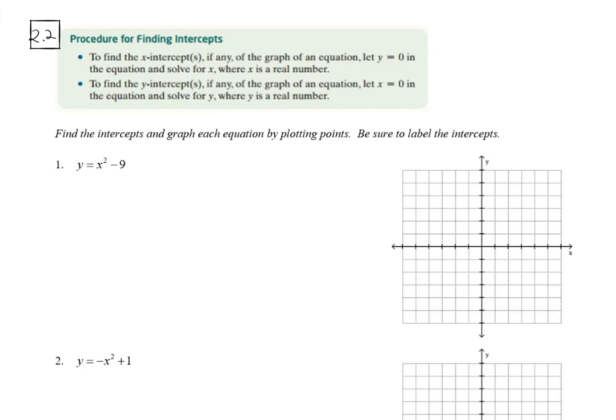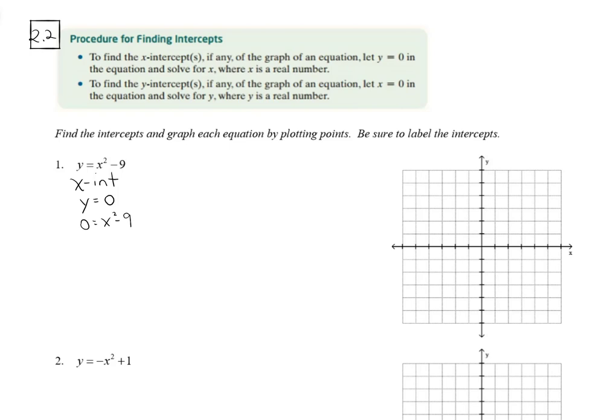Hi class, today we're dealing with section 2.2 and that deals with graphing and coordinates and finding intercepts and equations in two variables. So we're going to go ahead and get started. To find an x-intercept, you're going to plug in the value y equals 0. We're going to plug that in over here. We're going to get 0 is equal to x squared minus 9.